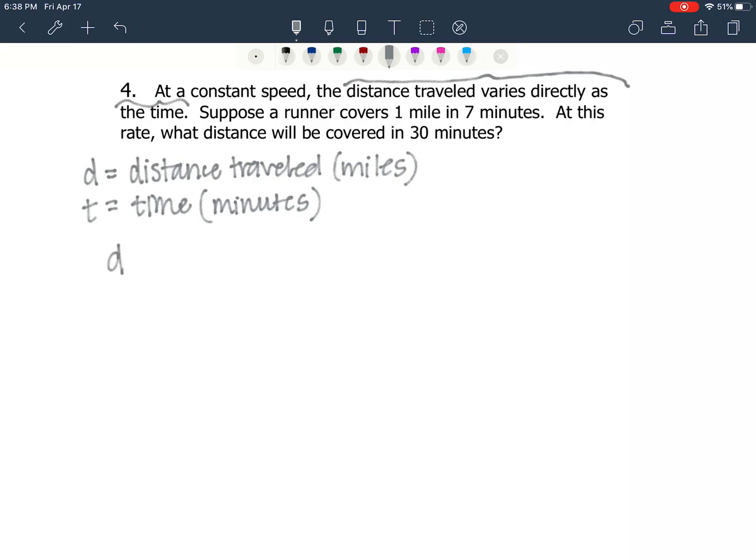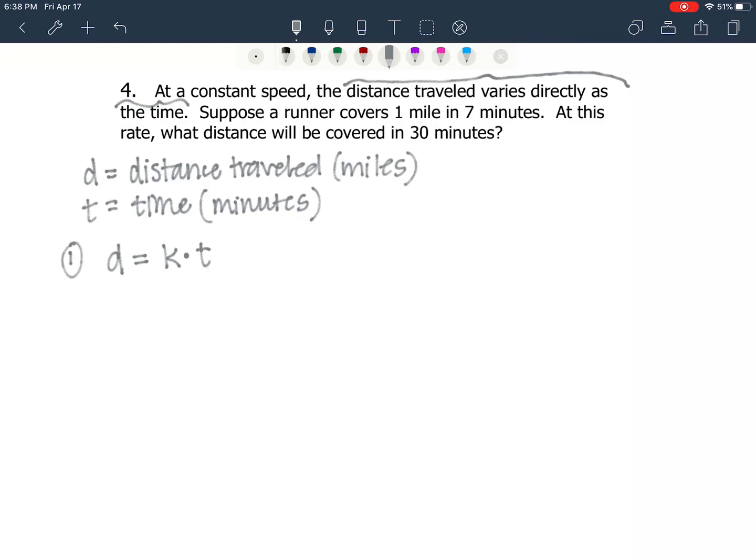So distance traveled varies, so D equals directly as the time, so K times T. So if we were doing our steps, that would be our first step.